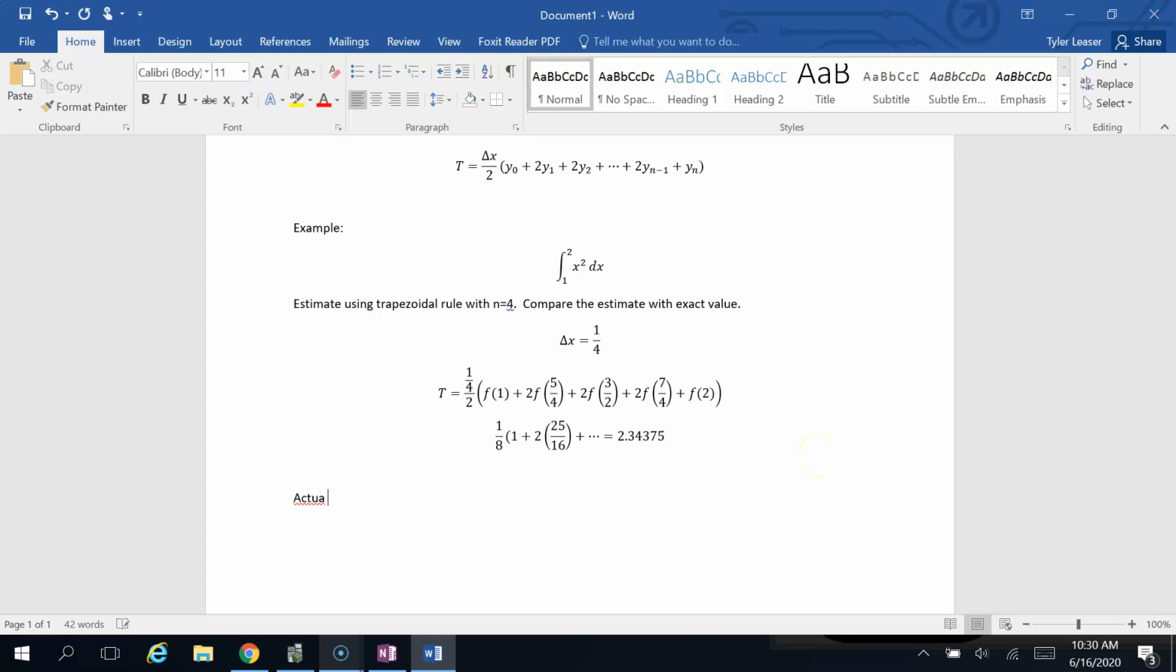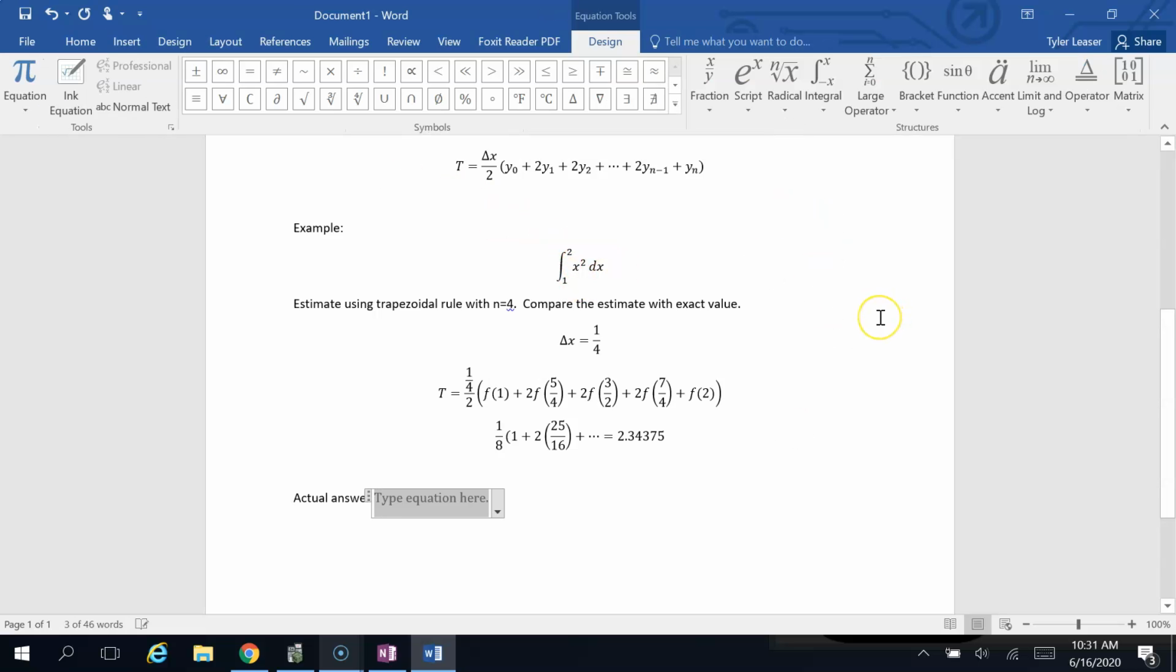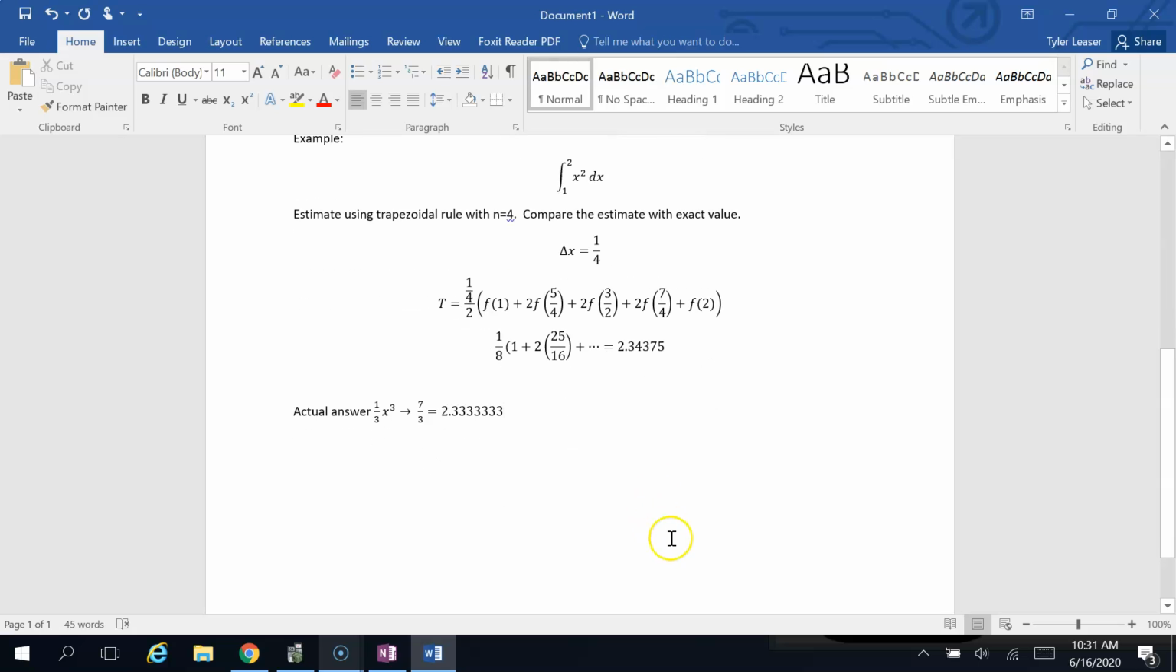Let's look at the actual answer. The actual answer for the integral from 1 to 2 of x squared is that we would find the antiderivative, which would be 1/3 x cubed, and then evaluate that from 1 to 2. If I plug 2 in there, I get 8/3, minus plugging 1 in there, I get 1/3, so the final answer is 7/3. 7/3 as a decimal is 2.33333 forever and ever. But notice how close our approximation is to the actual answer. We are 100ths of a decimal place off.